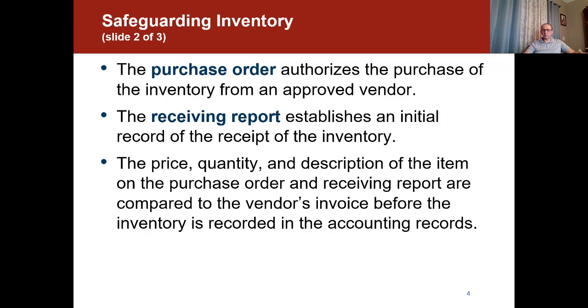Then we have the receiving report that I just mentioned. This establishes an initial record of the receipt of the inventory. So usually when the items get delivered to our warehouse, we prepare this report, and we keep track of the items that we received. Then the price, quantity, and description of the item on the purchase order and receiving report are compared to the vendor invoice before inventory is recorded in the accounting records. That's another very important control procedure: we compare what we received to what we ordered to whatever is listed in the invoice sent by the vendor. And if there's a match, then we go ahead and record it in the accounting records.